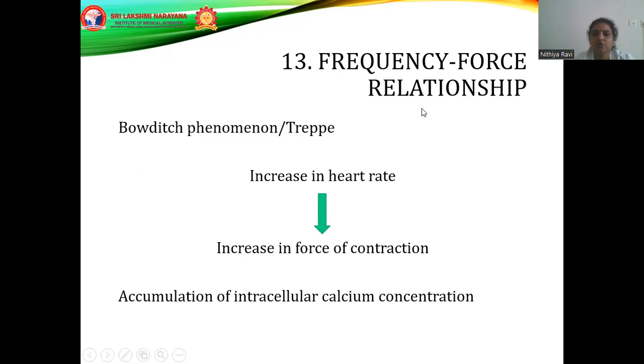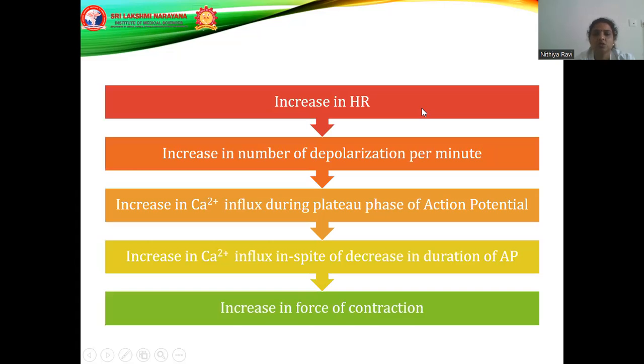Okay, next, talking about the frequency force relationship. This is also called the Bowditch phenomenon or the Treppe phenomenon. So when there is an increase in the heart rate, there is an increase in the force of contraction. This is mainly because of the accumulation of intracellular calcium concentration. So how does it happen? When there is an increase in heart rate, there is an increase in the number of depolarizations per minute. That is, the number of stimuli are more. Okay, impulse generation is more.